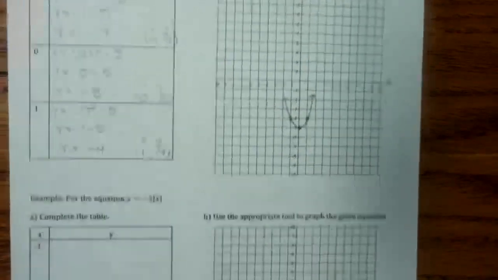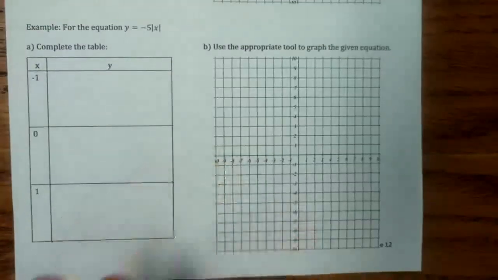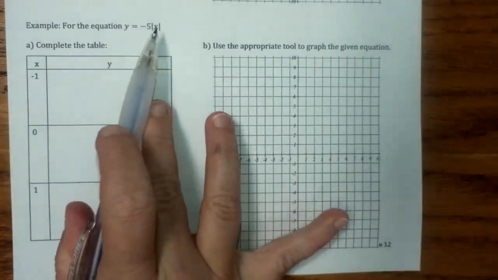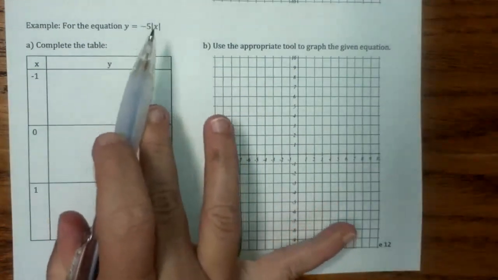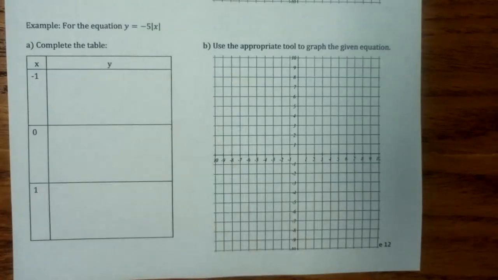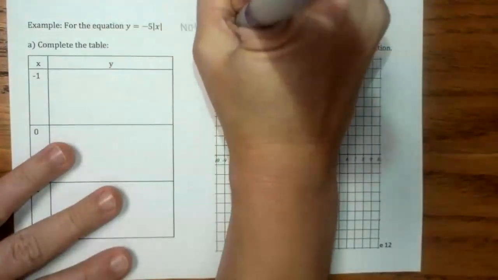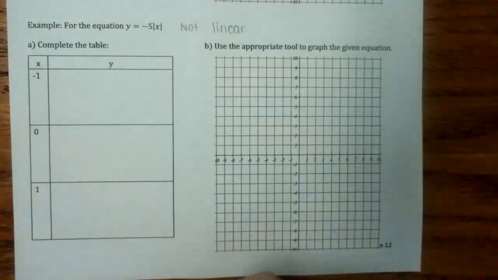So let's do our last example. The last example has an absolute value. So for the equation, y equals -5 times the absolute value of x. Remember, absolute value means whatever's inside those vertical bars is going to become positive. So I know just by looking at it, there's absolute value, so I know it's not going to be a straight line. It's not going to be linear. So I just know that in the back of my mind.